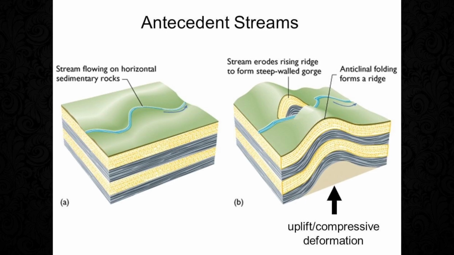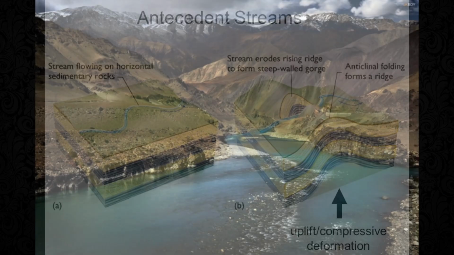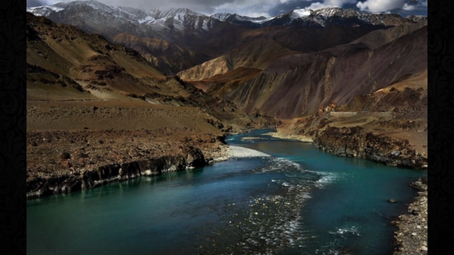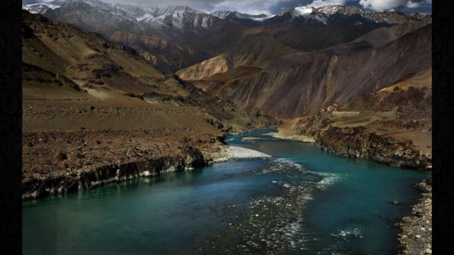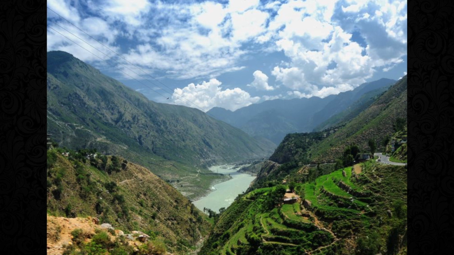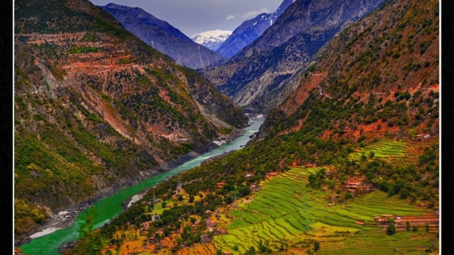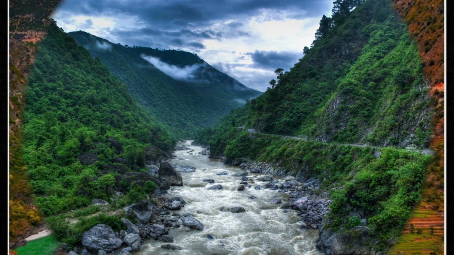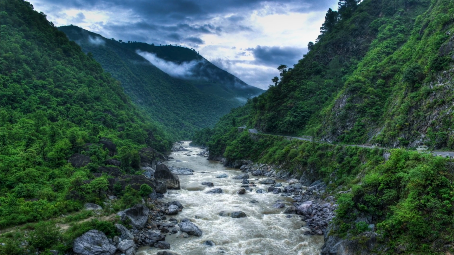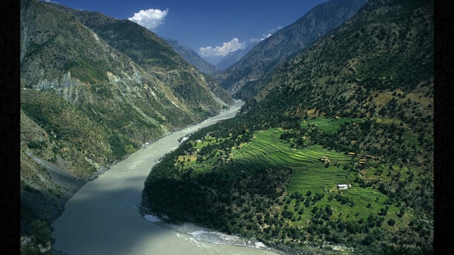Antecedent streams are those which originated prior to the upliftment of the land surface. In other words, antecedent streams antedate the upliftment of the upland or mountains across which they have maintained their present courses through continuous downcutting of their valleys. Even though upliftment has taken place, the pre-existing rivers do not divert their courses, and the river maintains the previous course through downcutting its valley at a rate equivalent to the rate of upliftment of the area.